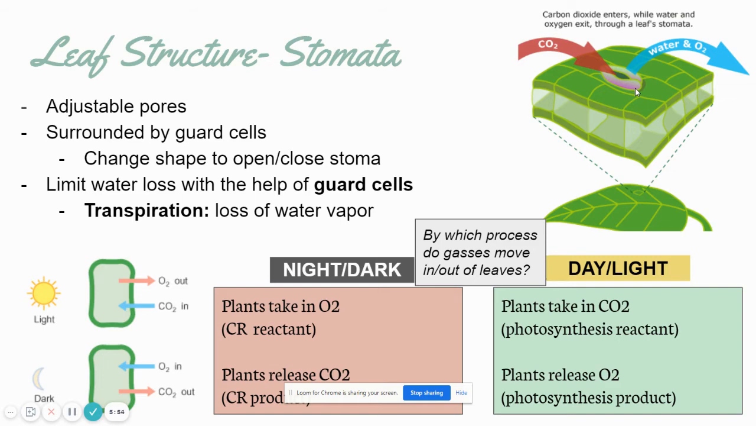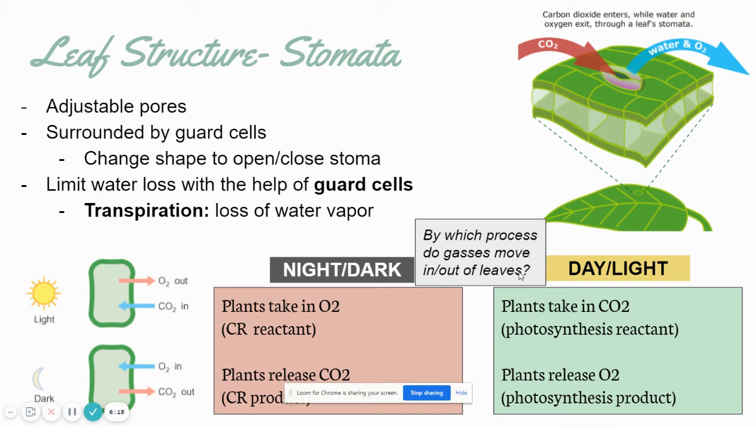All right. Now, these gases, carbon dioxide, water, oxygen, they are moving in and out of this hole or stomata. But they're not just moving in and out randomly. They are moving by a specific transport mechanism, which we've discussed before. So let's look at this gray box here. By which process do these gases move in and out of the leaves?